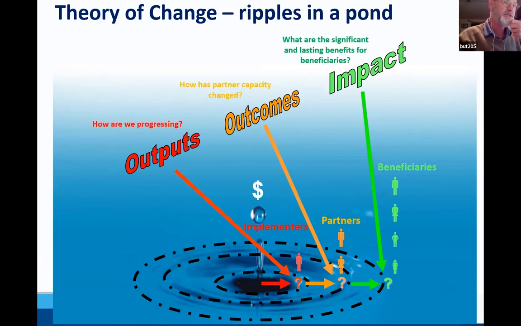Some of the questions you might be asking along that chain is, in terms of outputs, how are we progressing? Do we deliver what we wanted to? Have we done what we said we would do? Is the donor happy that we spent all their money, et cetera? Then the outcomes, you might be asking how have the partners changed in terms of their behavior or their capacity? And then ultimately you'd be asking the question, what are the significant and lasting benefits for the beneficiaries on the ground? And so you'd be wanting to measure that as well.